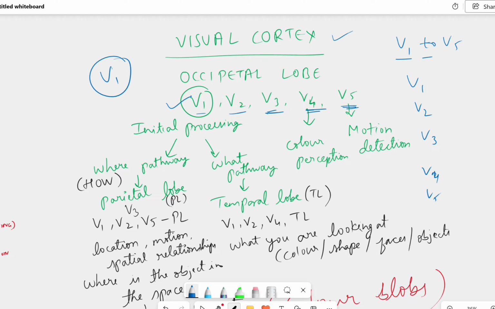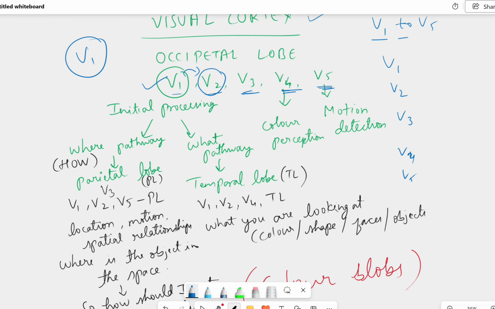So from V1, the information will be passed on to the V2 area. So what happens in the V2 area? Further processing happens. Like here, what is the color of the object, how far it is, the depth and the contours of the objects you're seeing, all that will be assessed in the V2 area.